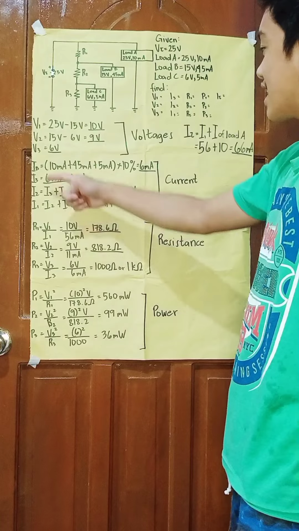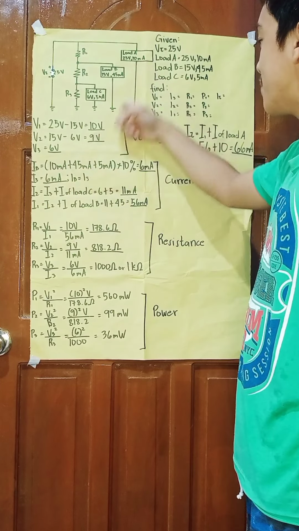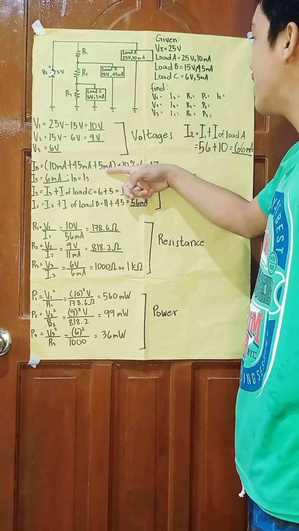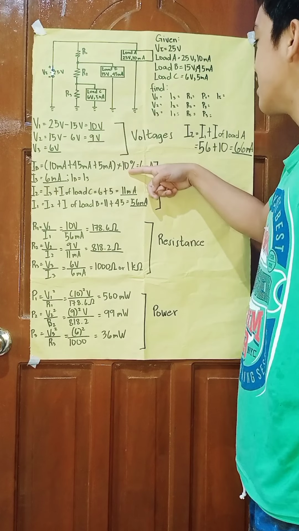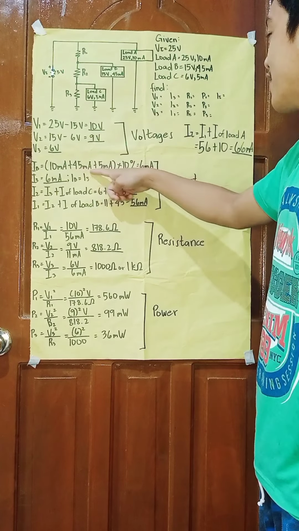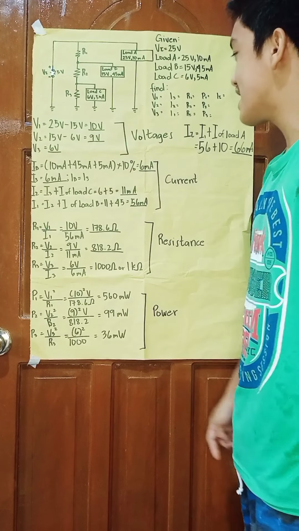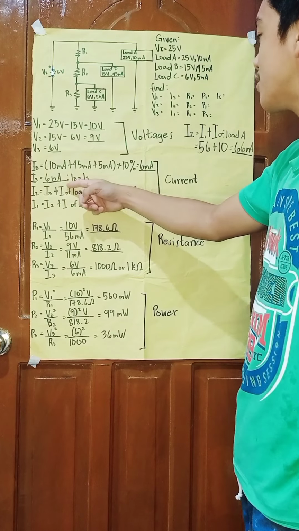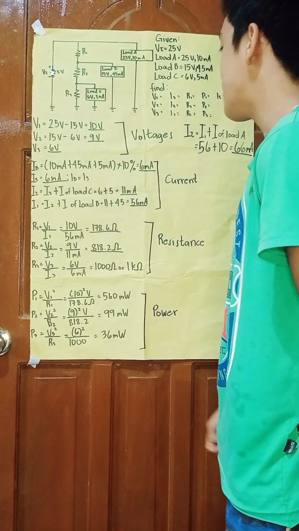So the current bleeder is equal to 10 milliampere of load A plus 45 milliampere of load B plus 5 milliampere of load C, times the 10% of the bleeder, which is equal to 10 plus 45 plus 5 times 10%, which is equal to 6 milliampere. Next is the I3. So the current bleeder is equal to I3. So I3 now is equal to 6 milliampere.